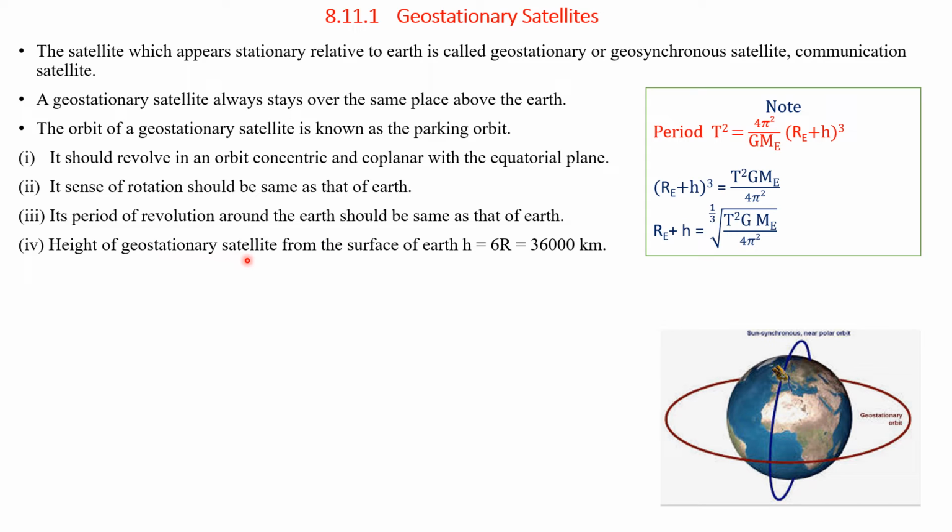Height of a geostationary satellite from the surface of Earth is approximately equal to h is equal to 6 times R. It is about 36,000 kilometers. The orbital velocity of the satellite is v equal to 3.08 kilometers per second.